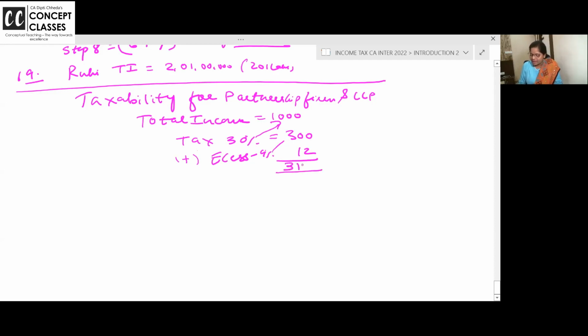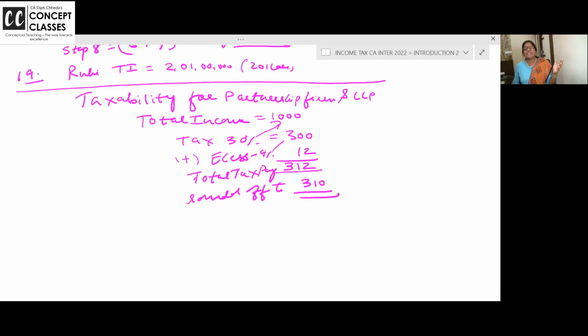Correct है? Are you all with me? आपके कैलकुलेटर में कितना आ रहा आंसर? What is total tax payable? 312. Rounded off to 310. Done. 1, 2, 3, 4, round off on the lower side. 5 onwards, round off on the upper side. Is this clear to all of you?